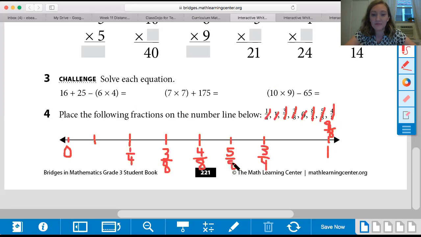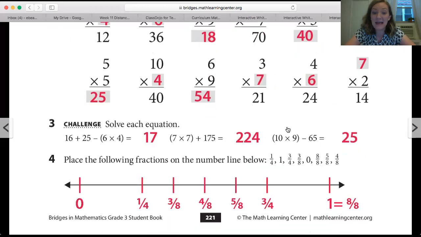5/8. So then this would be 6/8. This would be 7/8, and this is 8/8, which we already have labeled. Okay, let's see how we did. Let's look at our answer key. And yes, looks like we did it correctly.